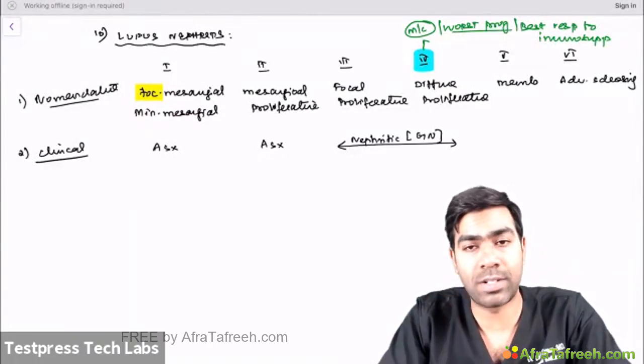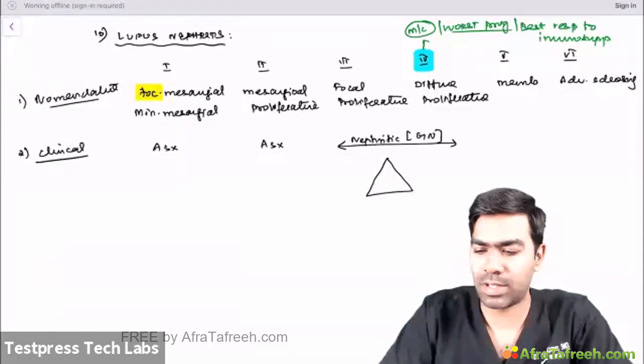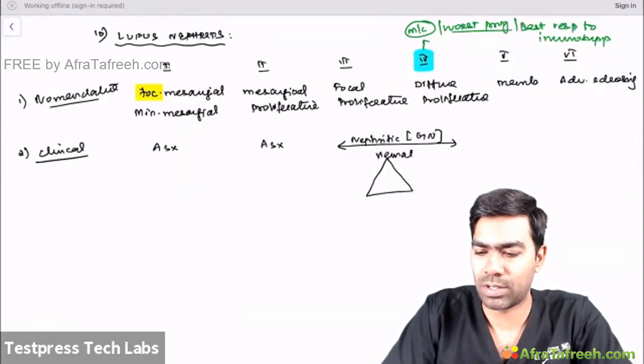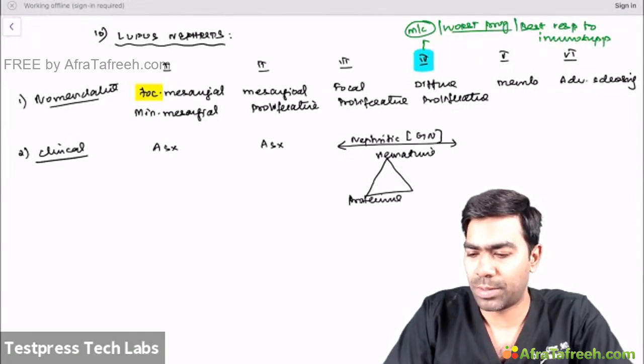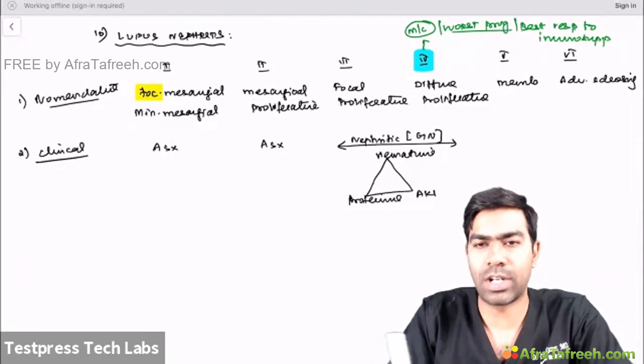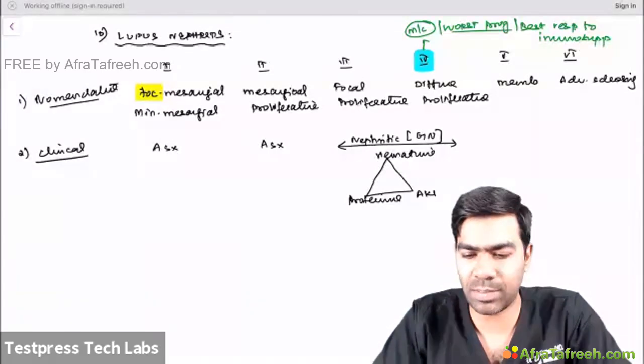That's how they will present. In the sense that there will be a characteristic triad. They can present with hematuria, proteinuria, and they'll present with AKI, acute kidney injury. So this is the classic triad of nephrotic syndrome, plus or minus hypertension.